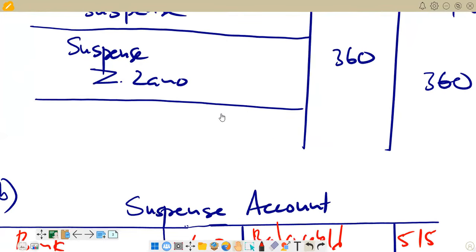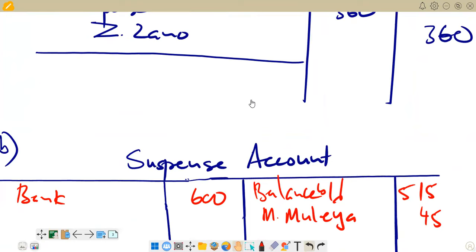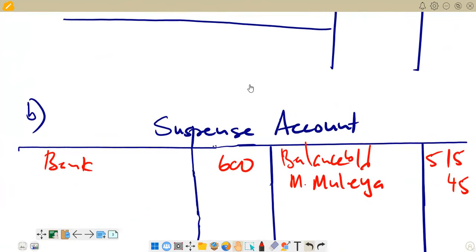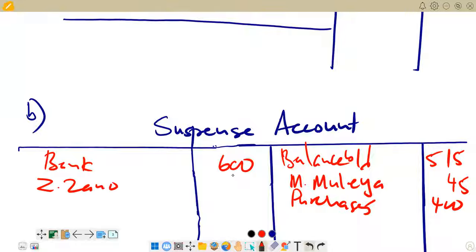So if you come here, we are saying purchases here, and then we say 400. Then here you come to the debit side, and we are going to say Zanu, and say 360. Right.